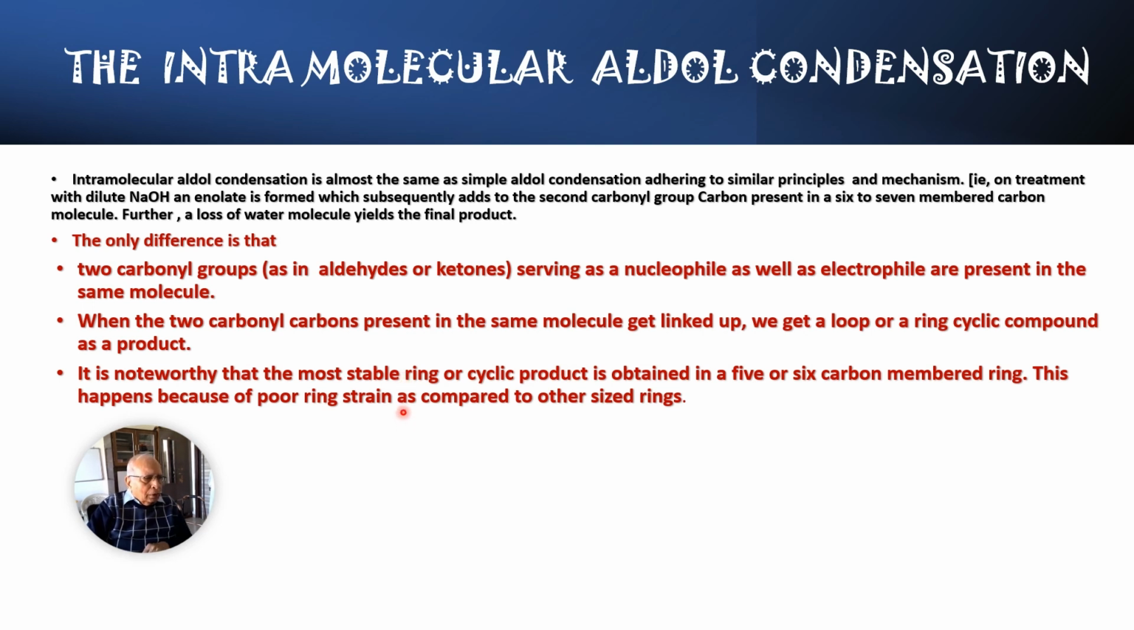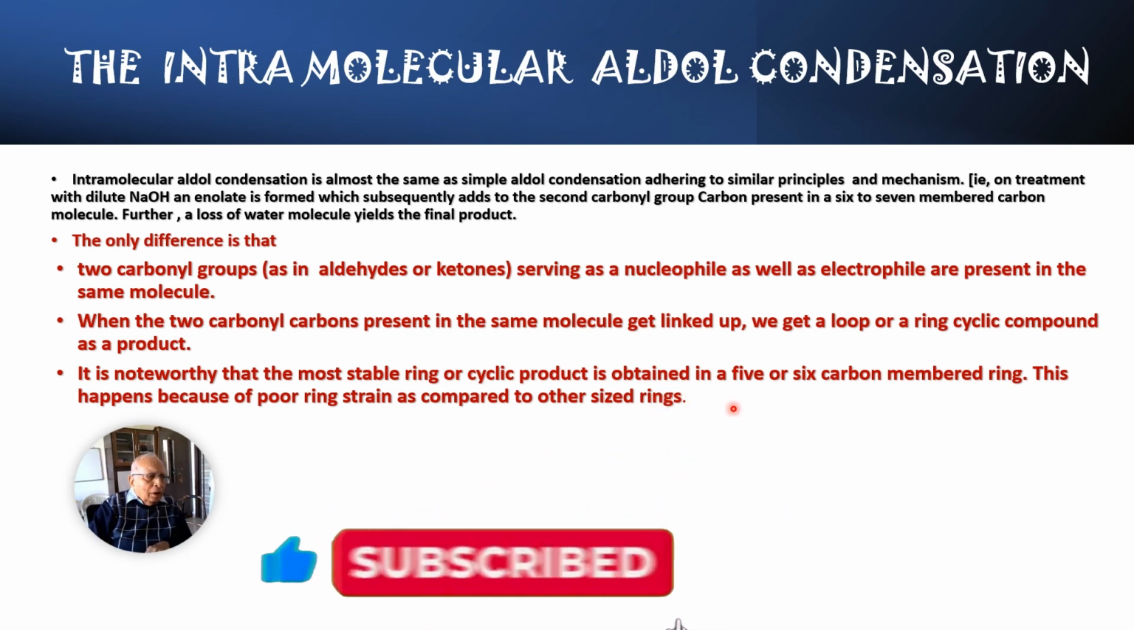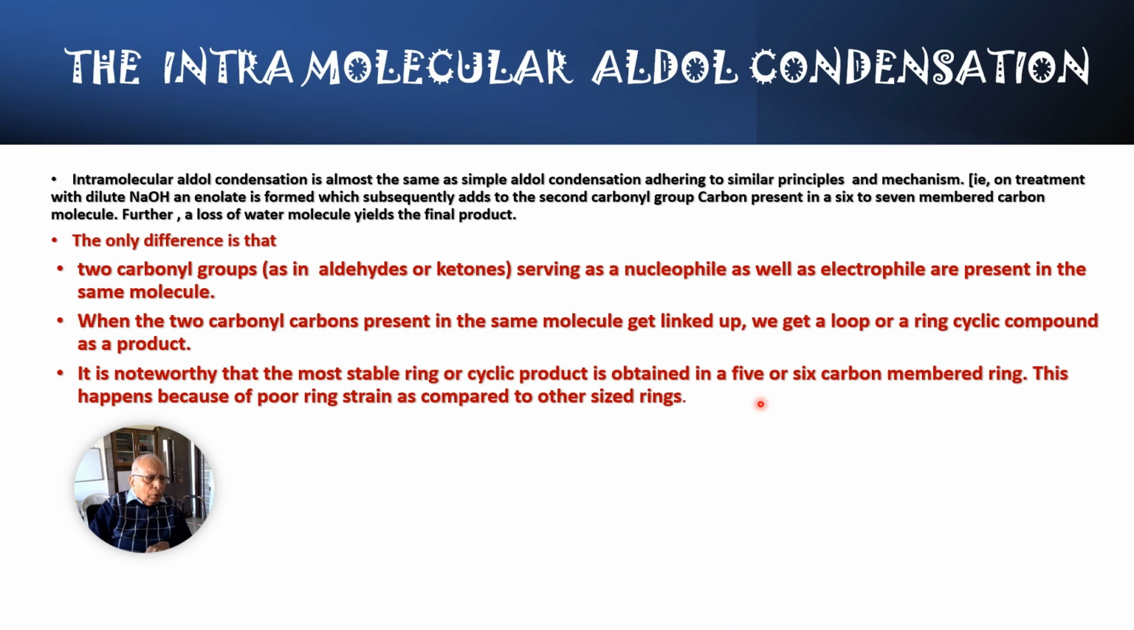And it is noteworthy that the most stable cyclic product is obtained in a 5 or 6 carbon membered ring. The other rings can also be formed. Suppose we get a 3-membered ring or 4-membered ring. That is also possible in a compound. But this shorter cyclic compound containing the least number of carbon atoms has greater ring strain. There is a strain in the 3 carbon membered ring and 4 carbon membered ring, and therefore that is not stable. It doesn't stay longer, and most suitable is the 5 or 6 carbon membered ring.